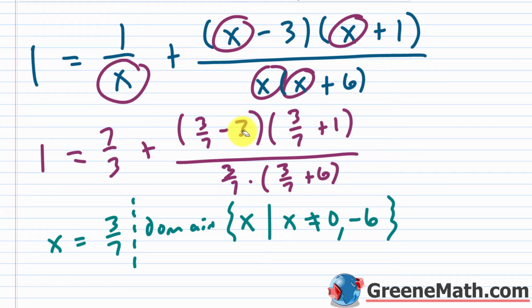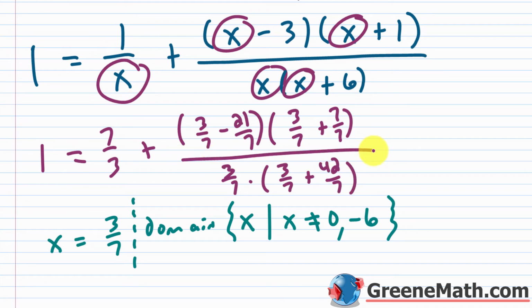So for this one, you basically have negative 21 over 7. And then for this one, it would be 7 over 7. And then for this one, it would be 42 over 7. And basically, let me make that a little bit better. So this is 42 over 7. You put that fraction bar back in there. So 3 minus 21 is going to be negative 18. So this is negative 18 over 7. So we have negative 18 over 7.